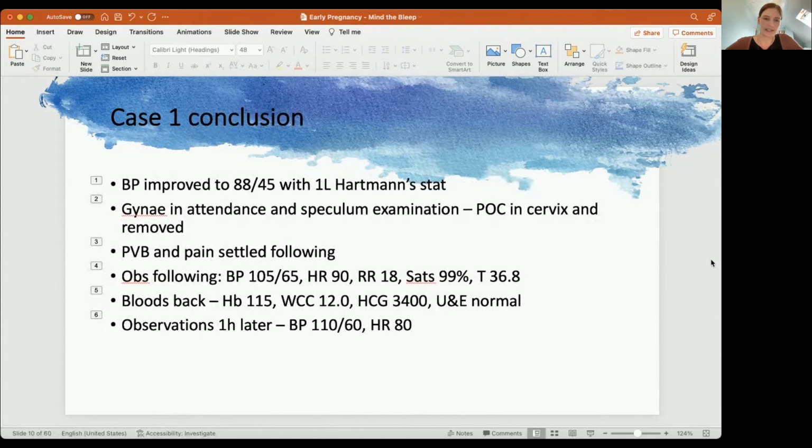Yeah, and this lady is a good case of how resilient young people are, because she lost all that blood, but she just went home later on that day. She was fine.